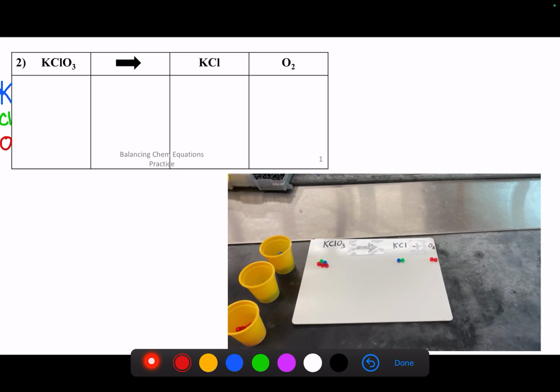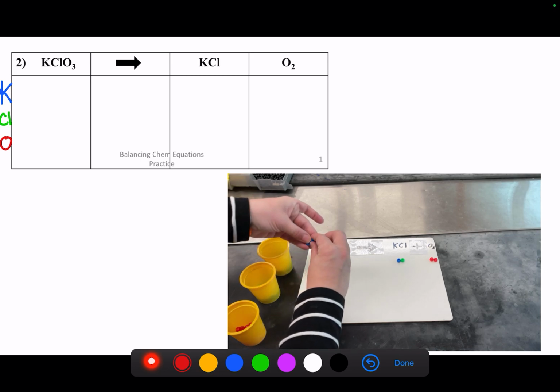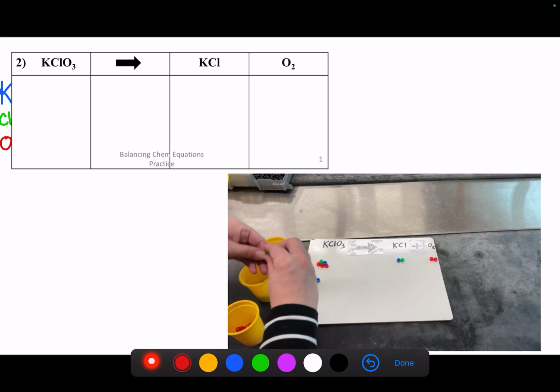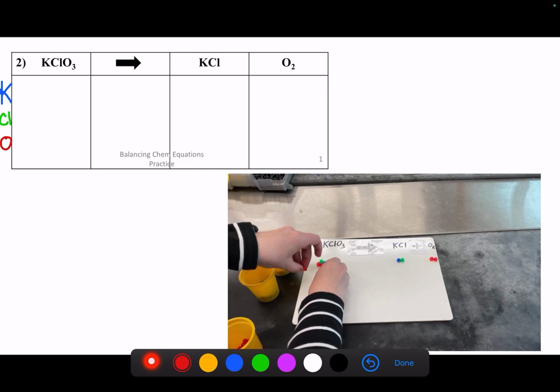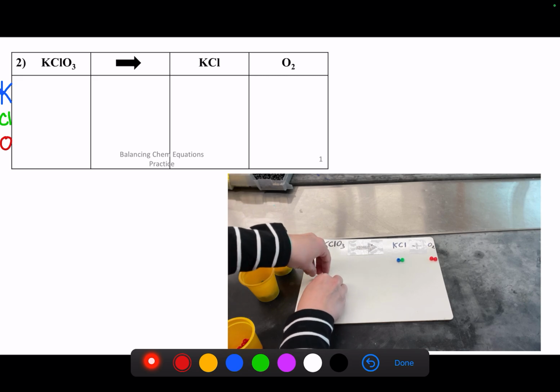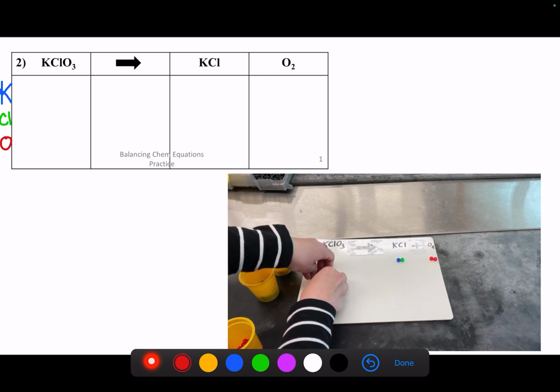When I look at these, I can clearly see that my K and my Cl are already balanced, but my oxygen isn't. So I have to figure out what I'm going to do. The easiest number to get to between 3 on one side and 2 on the other would be to make them both have 6. So to do that, I have to build a whole other KClO3, because you always have to add them in the form of the entire molecule. So to add 3 more, I have to add the whole molecule.